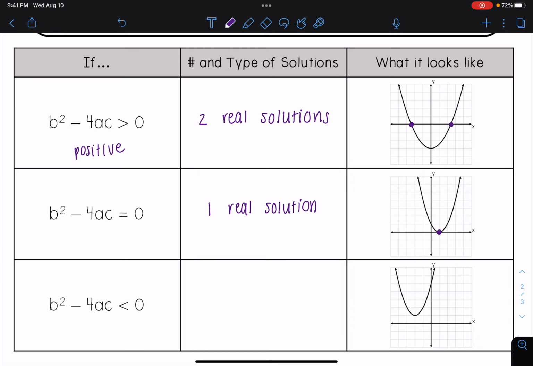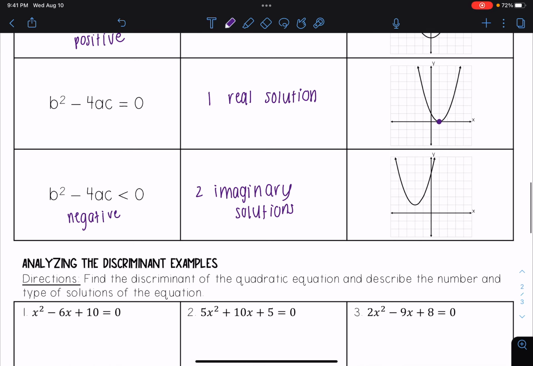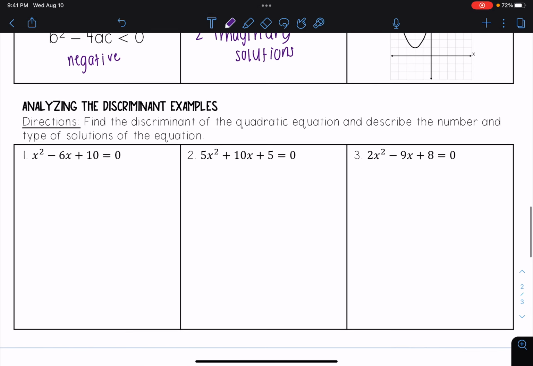And then we have that if the discriminant is less than 0, in other words, if it's negative, then we're going to have two imaginary solutions. And if we're graphing that, we see our parabola does not cross the x-axis at all. So let's go through some examples of analyzing discriminant.